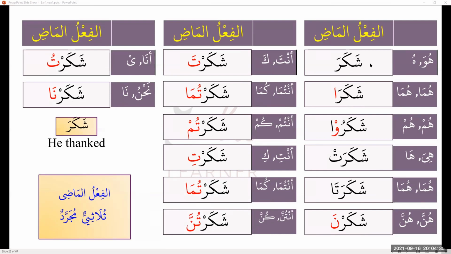So please repeat with me loudly on your side. Shakara, shakara, shakaru, shakarat, shakarata, shakarna, shakarta, shakartuma, shakartum, shakarti, shakartuma, shakartunna, shakartu, shakarna. Okay, this is Failul Maadhi.